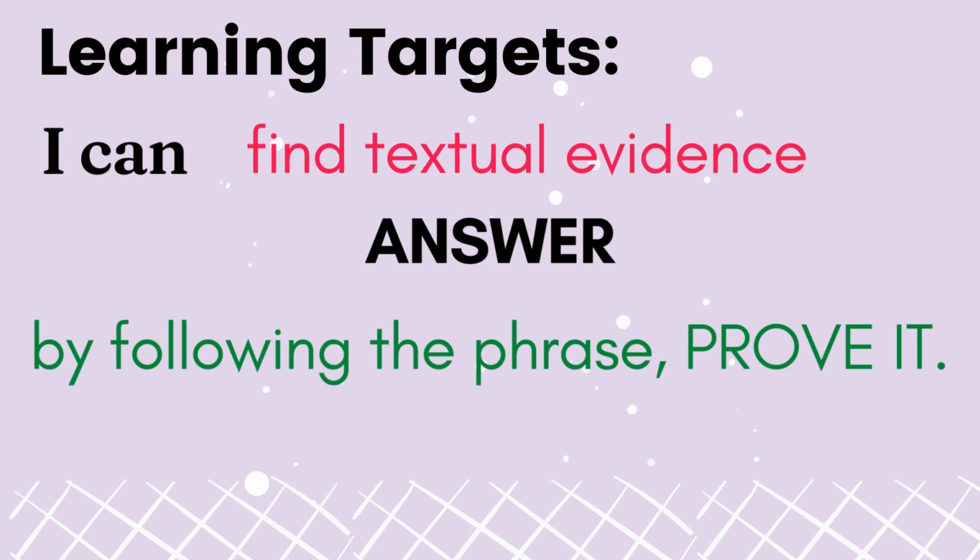Our second statement: how do we find textual evidence? Our answer: by following the phrase "PROVE IT," where P stands for paragraph or passage, R stands for reference, O offers support, V stands for view of the author, letter E, I can see it, I, inference, and T for text pictures.